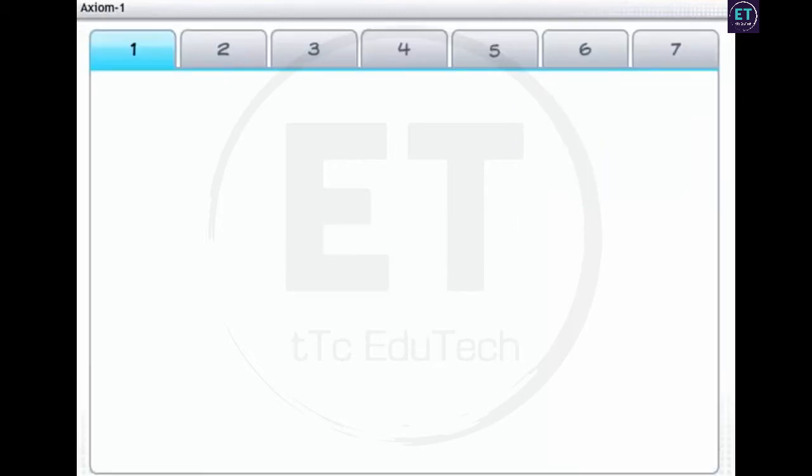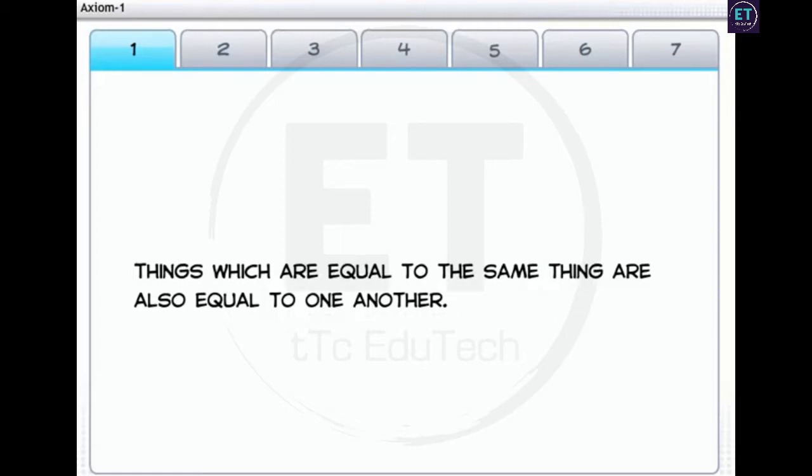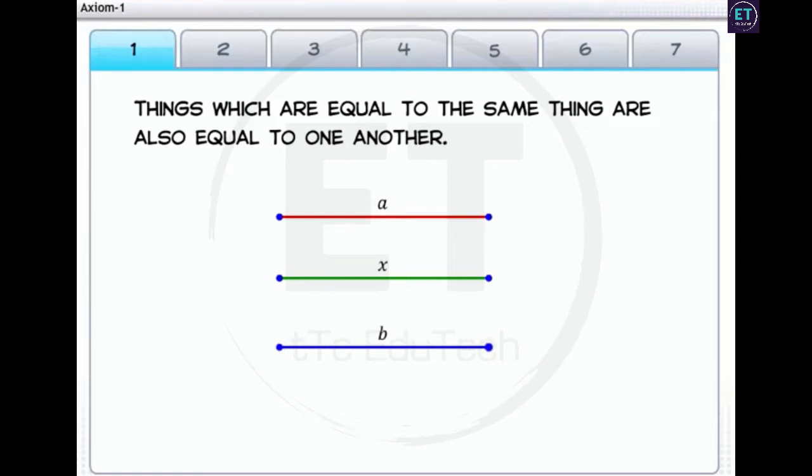The first axiom is stated as, things which are equal to the same thing are also equal to one another. Let's try to understand this axiom. Let A and X be 2 line segments with equal lengths. Let B be another line segment whose length is also equal to X. This implies that the lengths of the line segments A and B are equal since both are equal to the same line segment. If we consider A, B and X as numbers, this axiom corresponds to the transitive property.